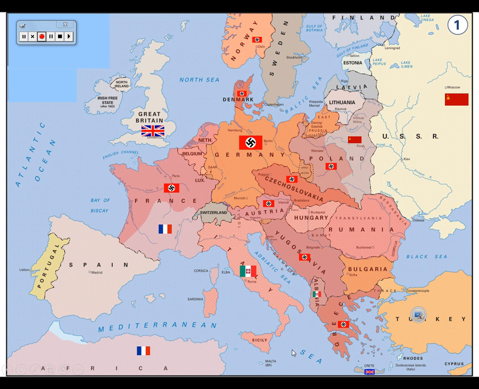So now even more land falling under Nazi occupation. Some more activity down in the Mediterranean. Things not going well for England. Here's where Hitler makes one of his fatal mistakes. A lot of activity there.